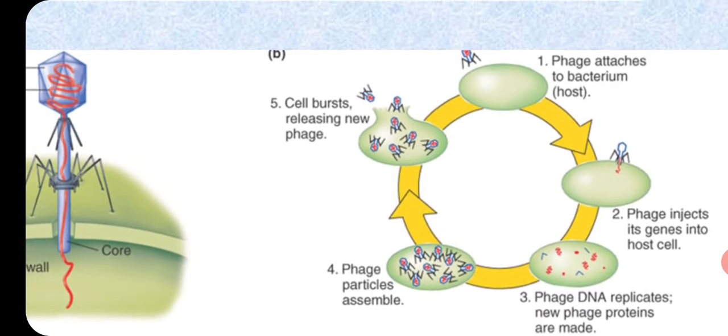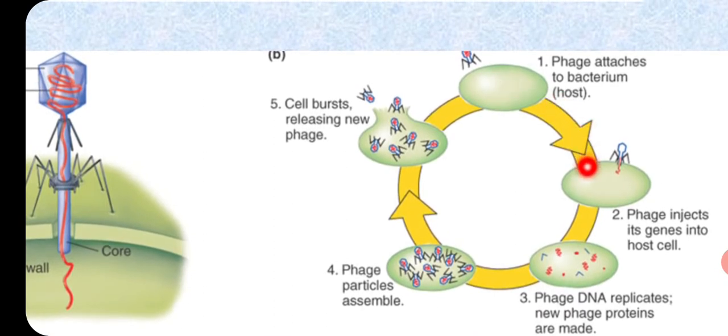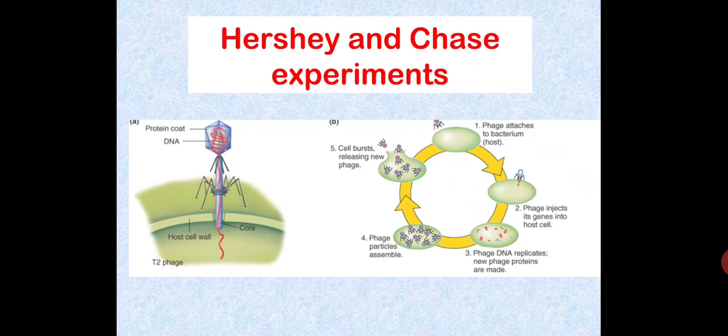Now once the phage attaches itself, it sends its genetic material inside, and this genetic material replicates constantly, making its further progeny, and it goes out. So from one, it makes a number of copies. This is also called the lytic cycle of the bacteriophage. So this is the general life cycle of a bacteriophage.